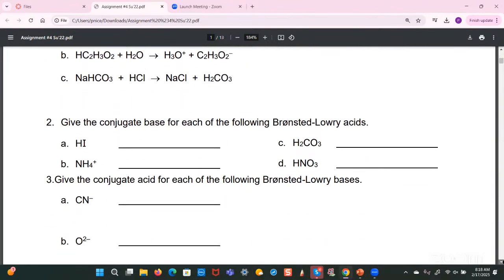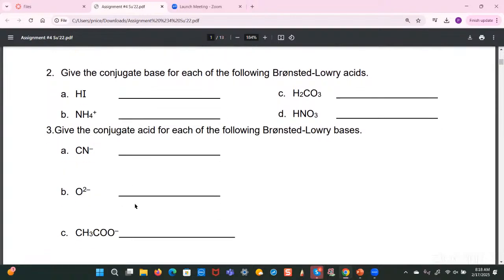Okay, now in the case of number 2, it's asking for you to give the conjugate base of each of these acids. So again, you have to keep in mind the definition according to Bronsted. Bronsted says an acid is a substance which loses hydrogen ions, and a base is a substance which gains hydrogen ions, all right? So for the first one, HI, hydrogen iodide or hydroiodic acid, what will be formed when it loses a hydrogen ion?